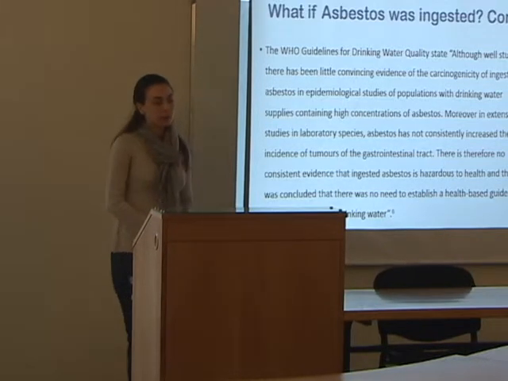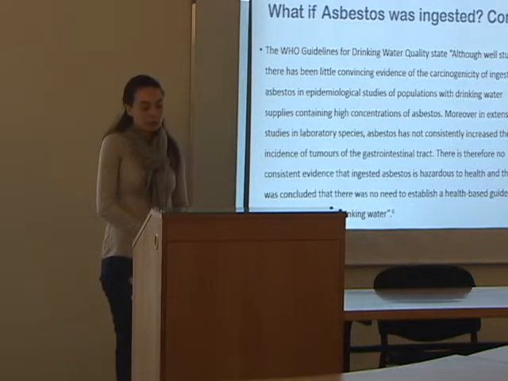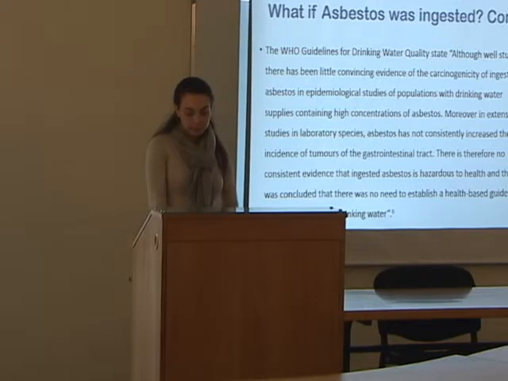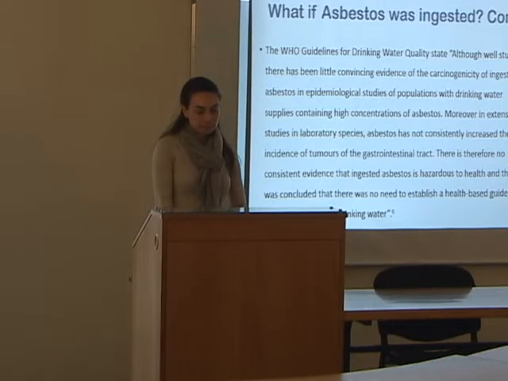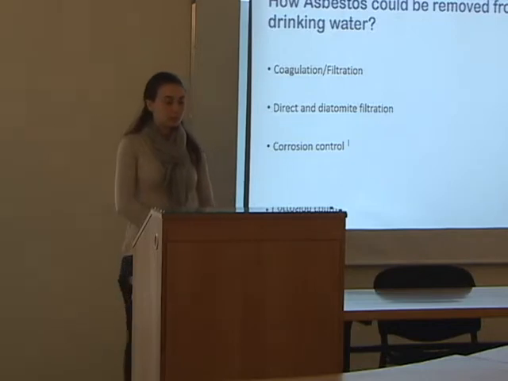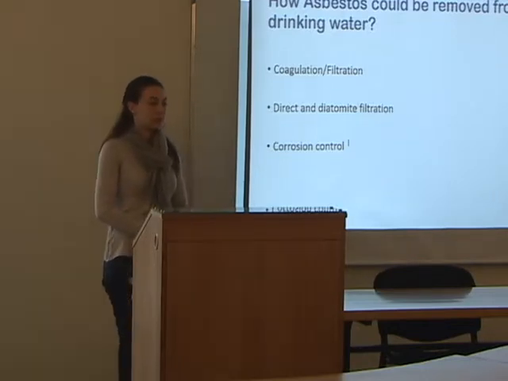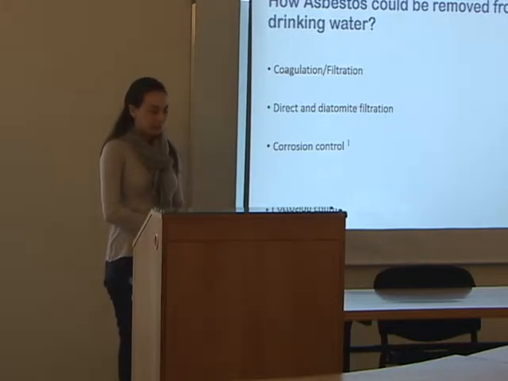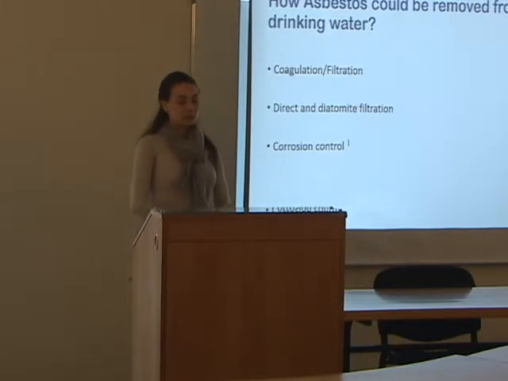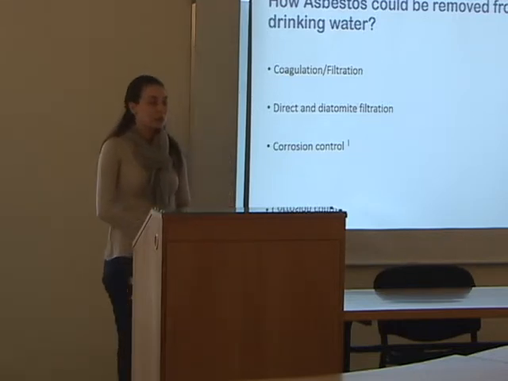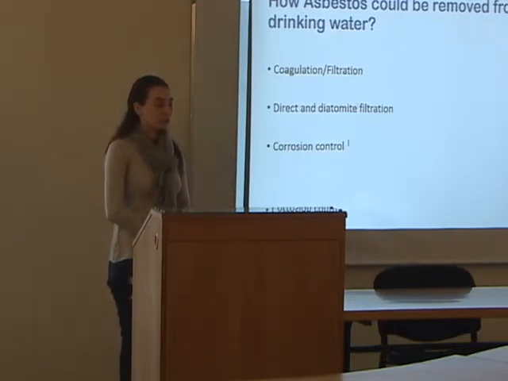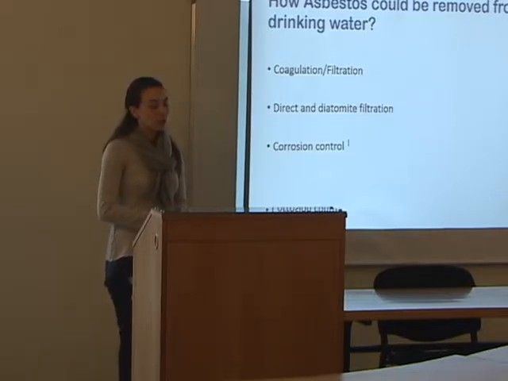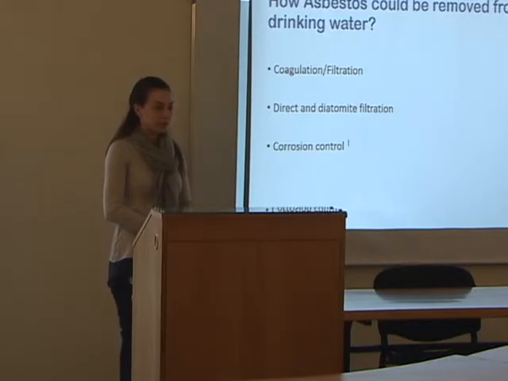So even WHO found out that swallowed asbestos is not a major health hazard, so they decided not to put guidelines. Now, what if asbestos really is in our water and we want to get rid of it? There are some ways. One of the ways is through coagulation filtration, which is a method that gets rid of contaminants, including asbestos, by precipitation.